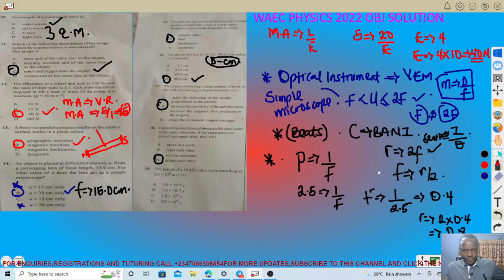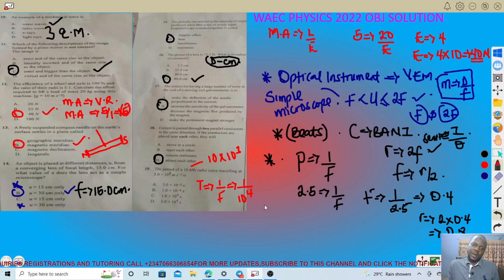Question 19 says the period of a 10 kilohertz radio wave traveling at the speed of light is dash. This is the speed of light. Everybody knows period is inversely proportional to frequency. So directly we can say 1 over the frequency, here 10 raised to power 4. I hope you understand, 1 over 10 raised to power 4. This is 10 times 10 raised to power 3 because it is in kilohertz. So directly we can just write 1 times 10 raised to power minus 4. In standard form, that would be the answer in seconds.